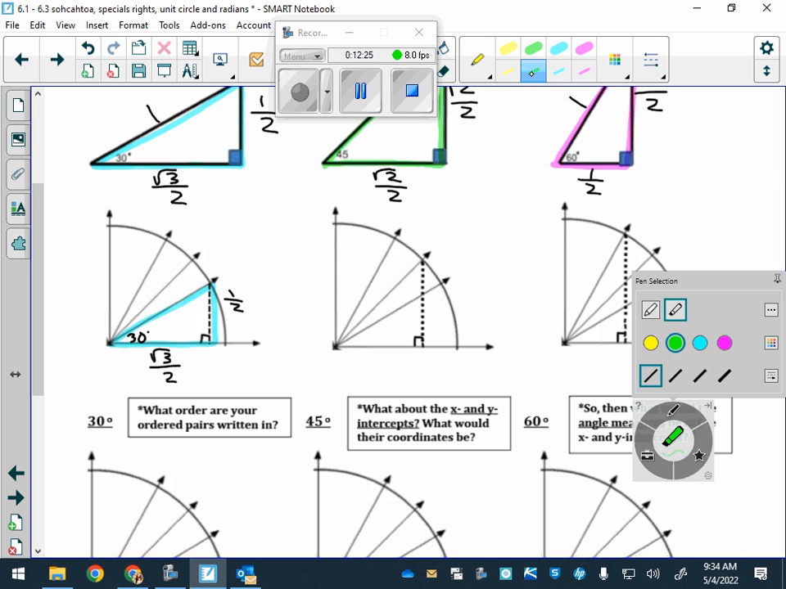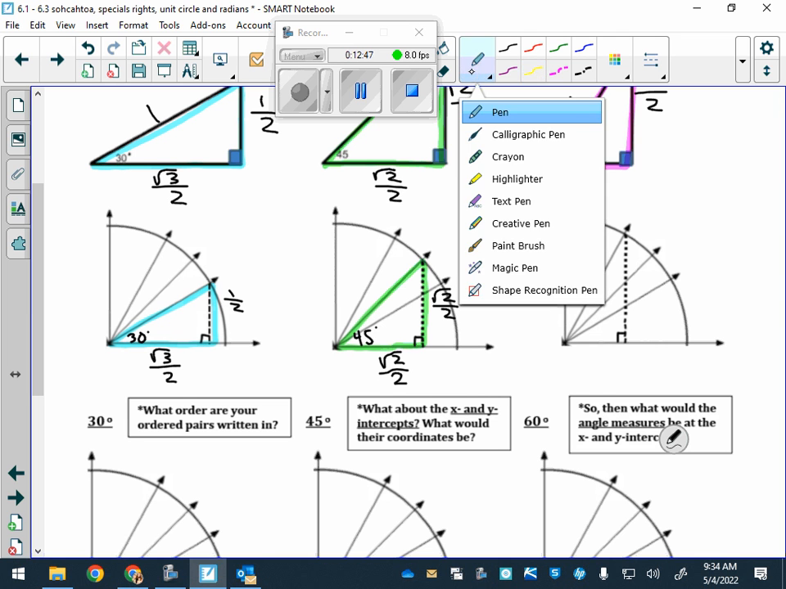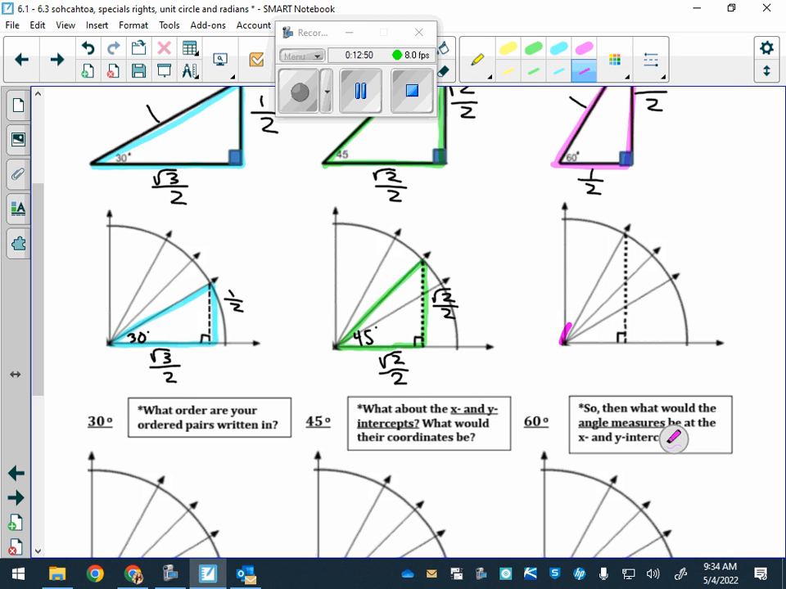So take your next color, highlight the whole entire thing. This is 45, label the degrees as well. And we know this is √2/2, √2/2. Okay, I'm going to do the same thing for the last one. √3/2 and 1/2.